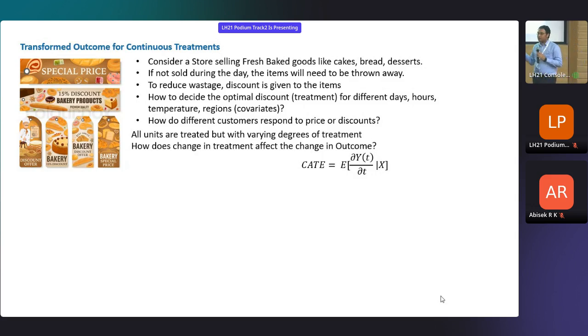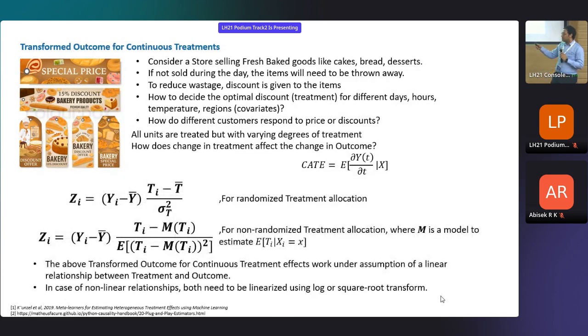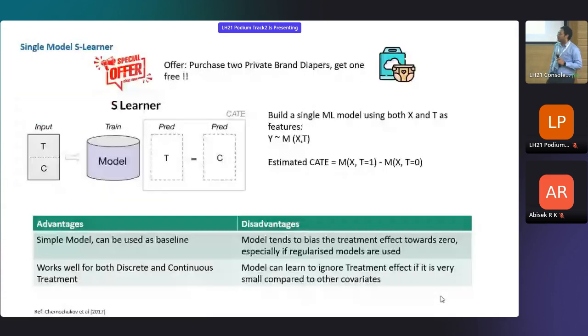So here we are defining the Kate value as the differential of the outcome given the treatment, and then we take the conditional expectation of that with respect to the known variables x. In this scenario also, we can take the transformed outcome as just a function of the treatment, and in case it so happens that it's not a randomized treatment allocation, we can build another model which predicts the treatment on the known variables x, and then use that as the transformation. So effectively we have shown how to generalize the transformed outcome even for the continuous treatment.